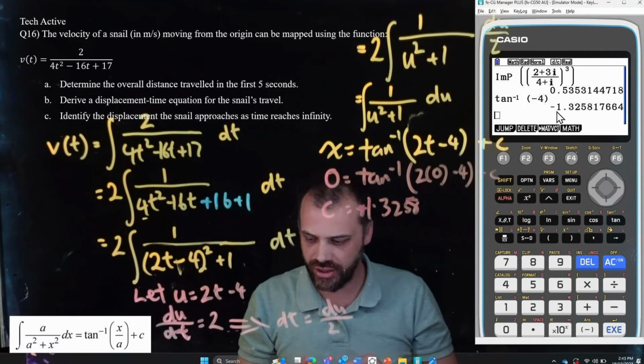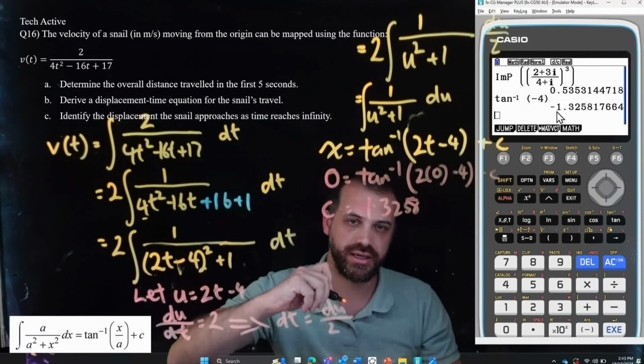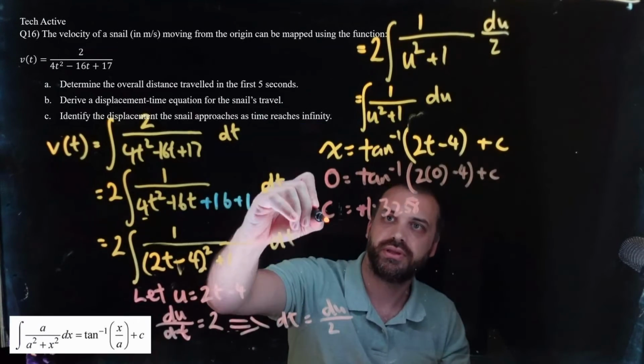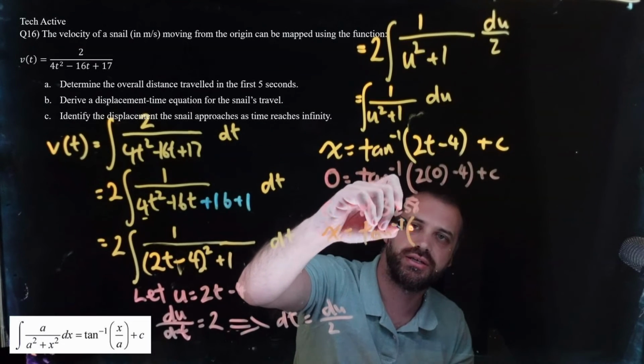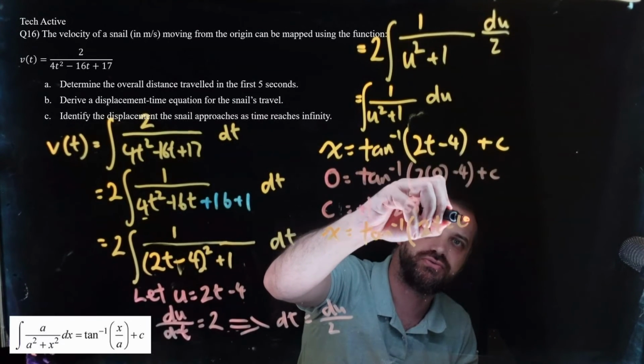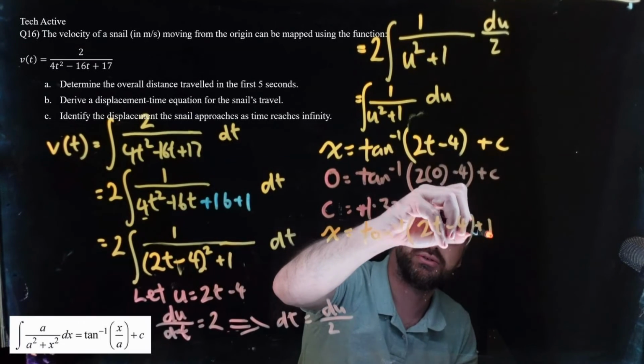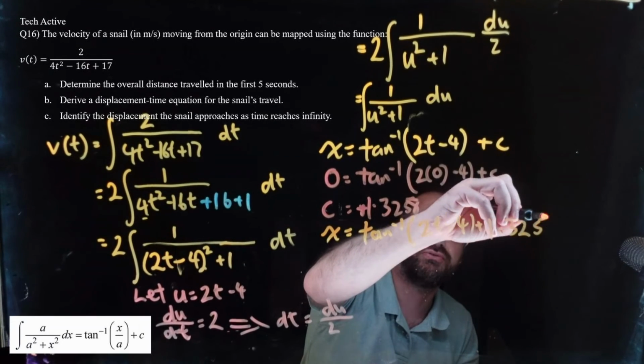So I think I'm finished now, because I can now say that my displacement function is equal to inverse tan of (2t minus 4) plus 1.3258.